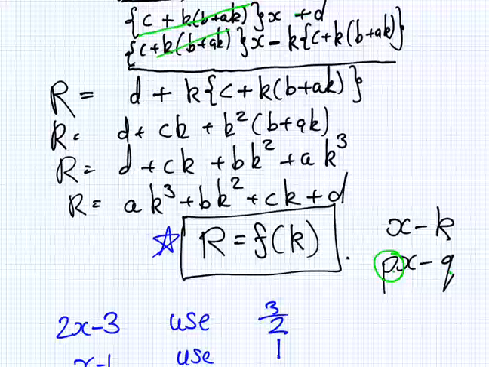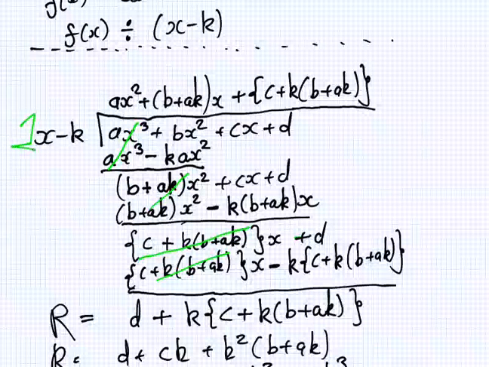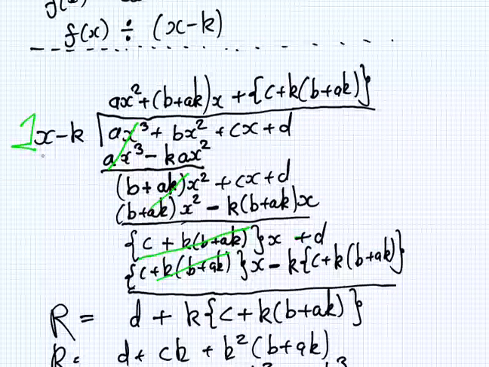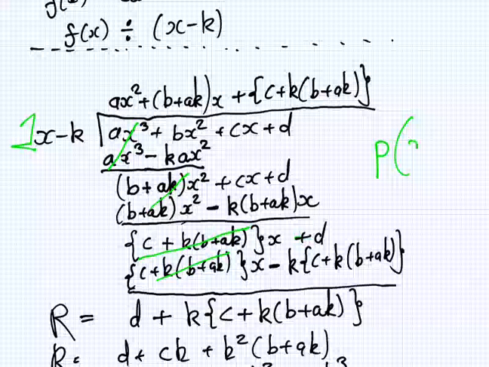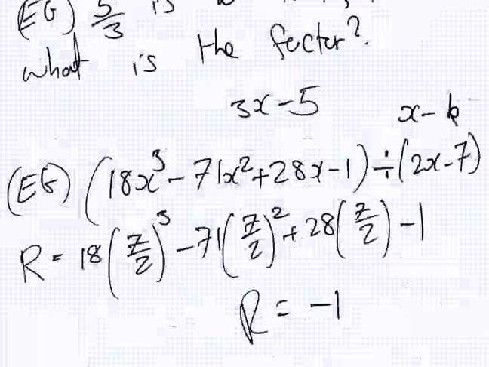But what about if we go backwards? If I say 5 over 3 is a root, then what is the factor? 3x minus 5. Let's have a look. Yeah. So the answer here is 3x minus 5.